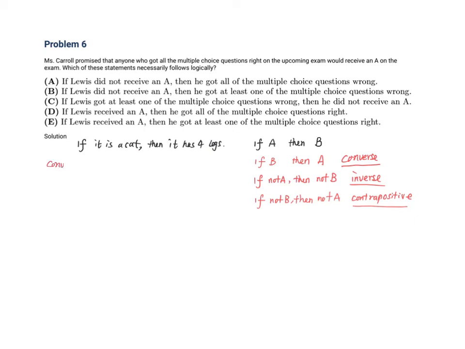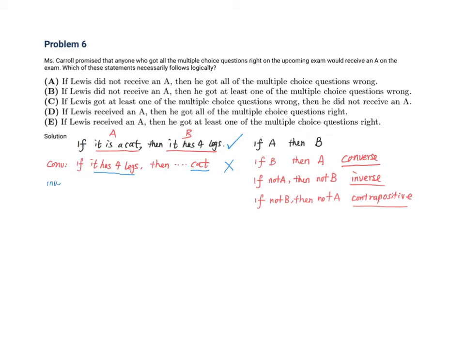So its converse is going to be, this is your B, right? This is your A. You just look at the structure. If A then B. Now if B then A, that's the converse. So if it has 4 legs, then it is a cat. What do you think? Use your common sense. Is this a correct statement? Obviously, this is an incorrect statement because it could be a dog, it could be a cow, right? So therefore, not necessarily a cat. So this is not what the original statement is saying.